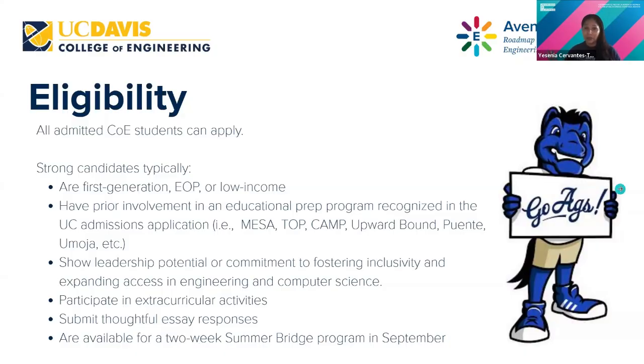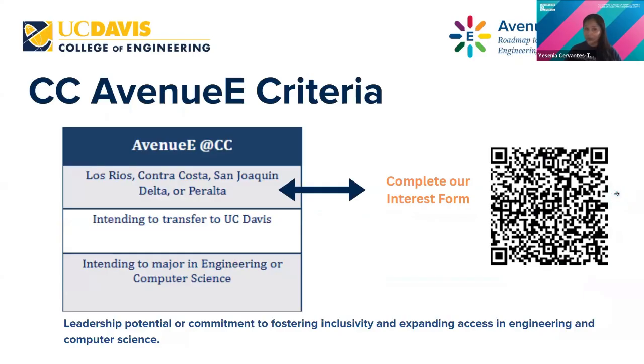And we do have a two-part program, the community college program and then the UC Davis program. Many of these requirements here are for our UC Davis program, but if we go to the next slide, we're going to learn about the community college eligibility, which is similar to what I just covered for all of you. What I want to highlight here is that students who are at Los Rios, Contra Costa, San Joaquin Delta, or Peralta have an opportunity to begin engaging with Avenue E right now.